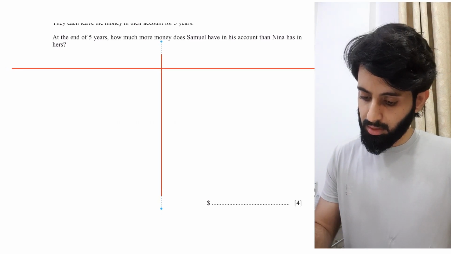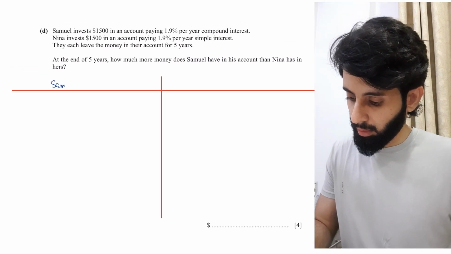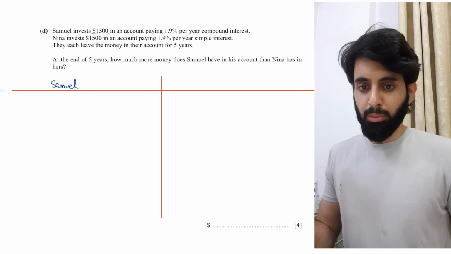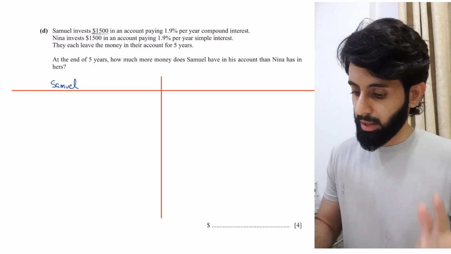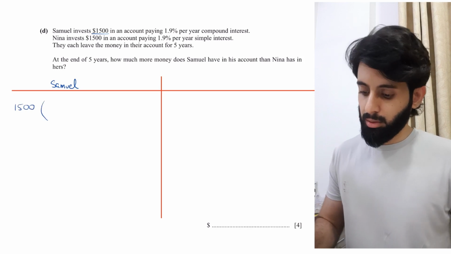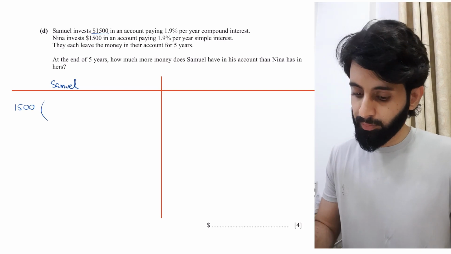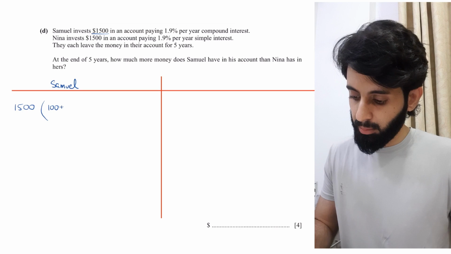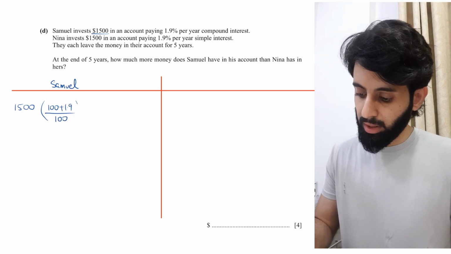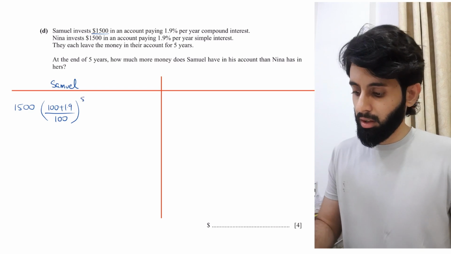Okay, so let's make a column here so that we can evaluate the situation in their accounts separately. Let's say this one is for Samuel. Samuel is investing in an account which is paying 1.9% per year compound interest. So how does that work? If you know the formula for compound interest, you have 1500 into (100 plus the rate of interest, which is 1.9 in this case) over 100, raised to the power of the number of years that you're going to leave the money in the account for.